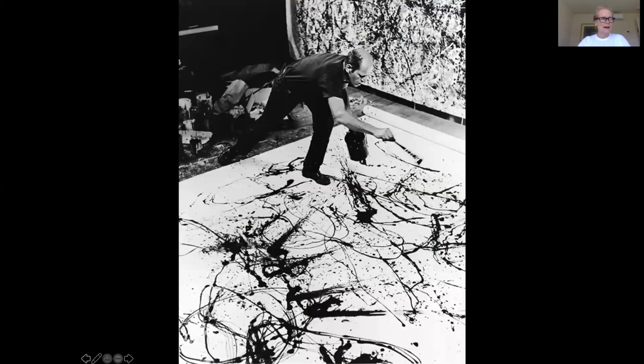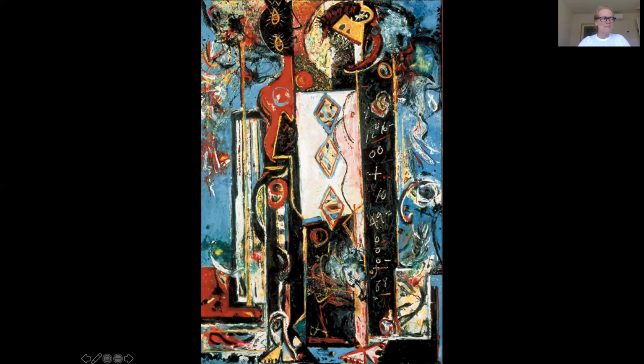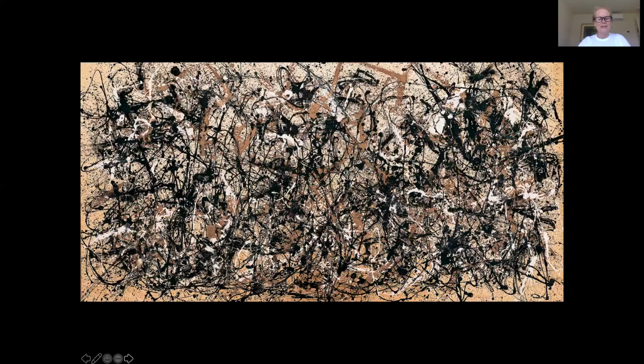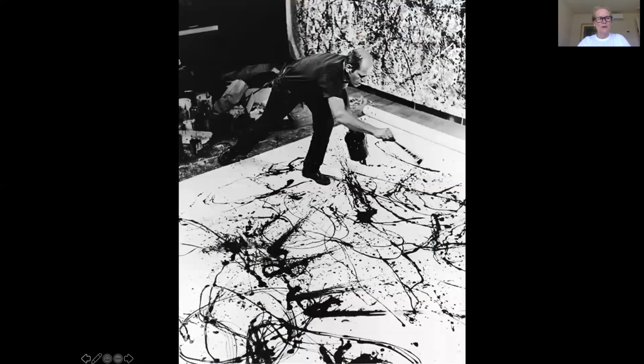So, okay, this is Pollock. This is the artist, Jackson Pollock, working on his canvases. And this is the art. This is Autumn Rhythm number 30, one of his most famous canvases. It's in the MoMA in New York. And this piece is one of Jackson Pollock's most famous pieces, and that's the style that he's well known for.